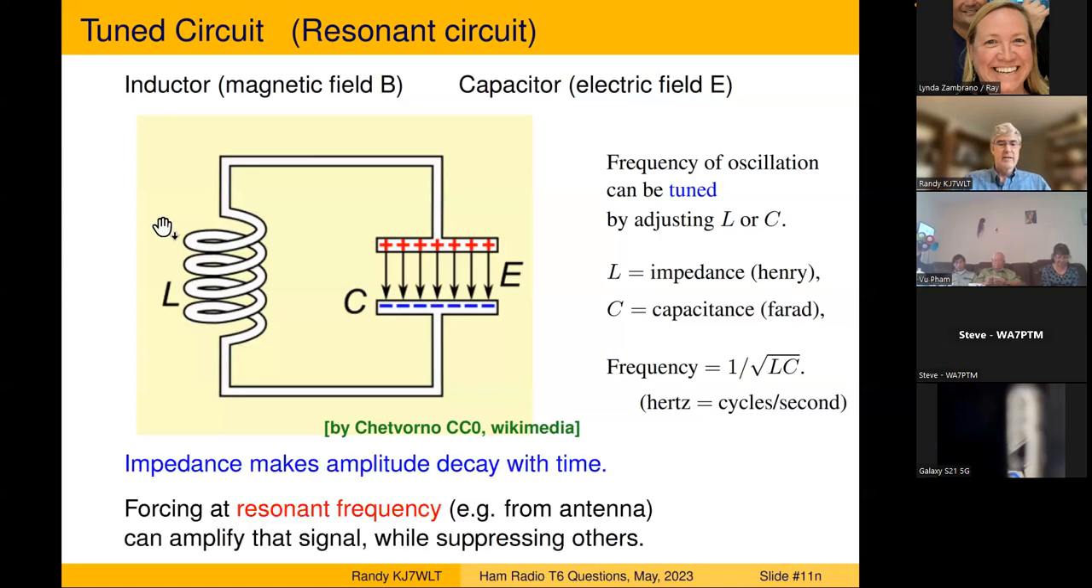And yeah, so this impedance, along with the resistance in the wire, makes the amplitude decay in time. But if we force it at a particular frequency based on what the impedance and capacitance are, even a very small forcing from a weak signal on an antenna can be amplified greatly by this sort of circuit. And that's how you tune your radio.